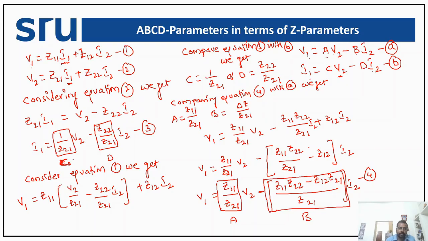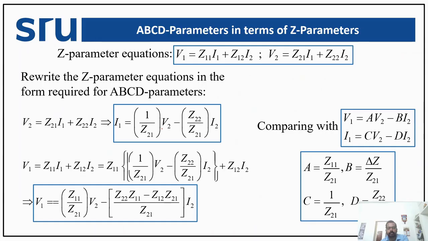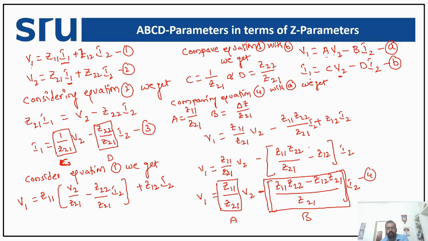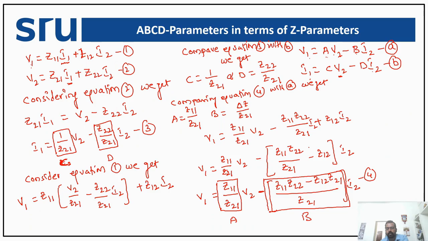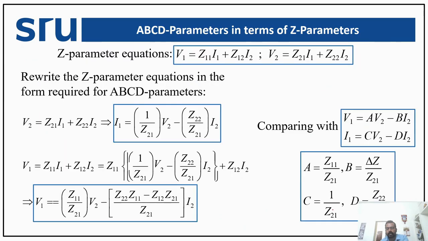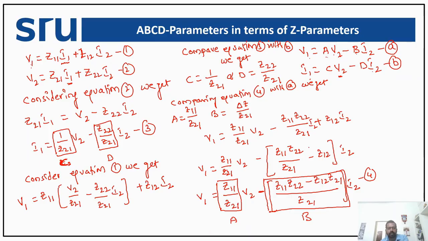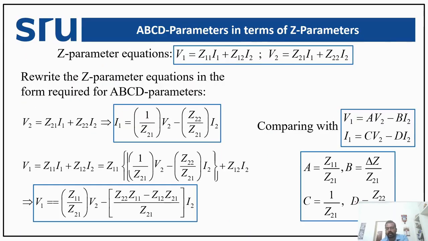Similarly, here we are compared with that equation. This is C term and this is T parameter. So in this way we are going to convert ABCD parameters in terms of Z parameters. So A is Z11 by Z21, B is determinant of Z by Z21, C equal to 1 by Z21, and finally we got T equal to Z22 by Z21.